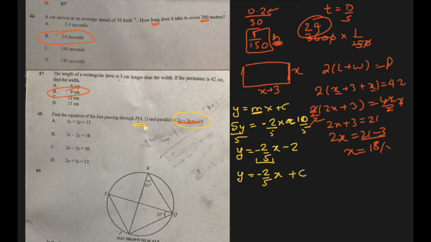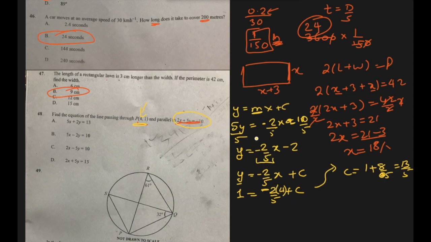To find this c, we'll substitute this point (4, 1). So in place of y, we'll put 1 equal to negative 2/5 times x, x is 4, plus c. So c will be how much? Let's see. C will be 1 plus 8/5. Yeah, this is negative, it will become positive when it goes there. All right. So 13 over 5.